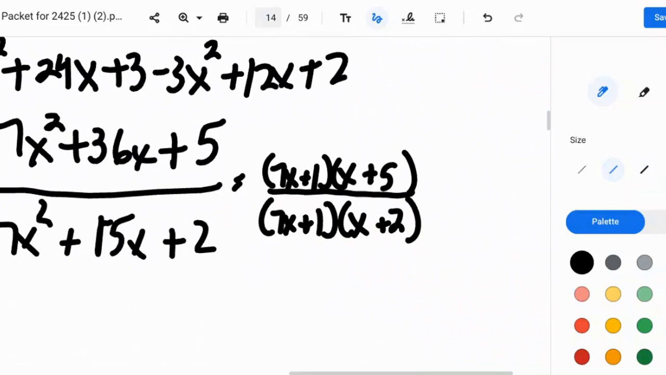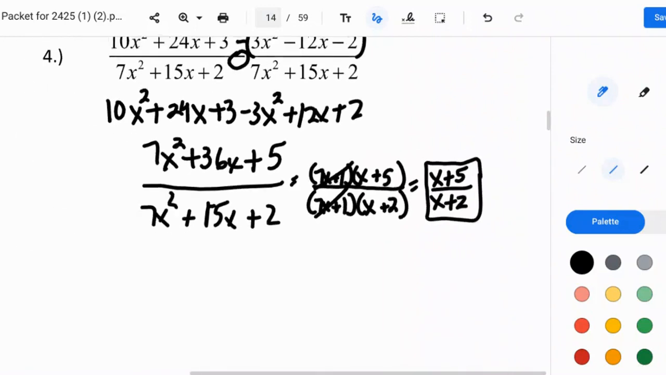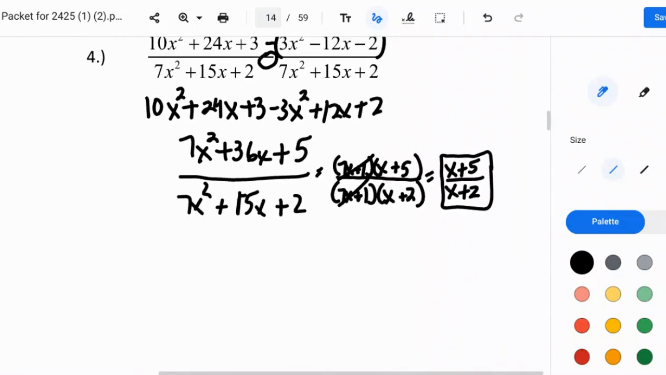So it does look like something cancels because we just have the same binomial twice. So those cancel, and I'm left with x plus 5 over x plus 2. You can't cancel out those x's. Don't think about it. They're pieces of binomials. You can't cancel a piece of a binomial with another piece of a binomial. They have to be identical. So that is how you attack the ones with the same exact denominators.